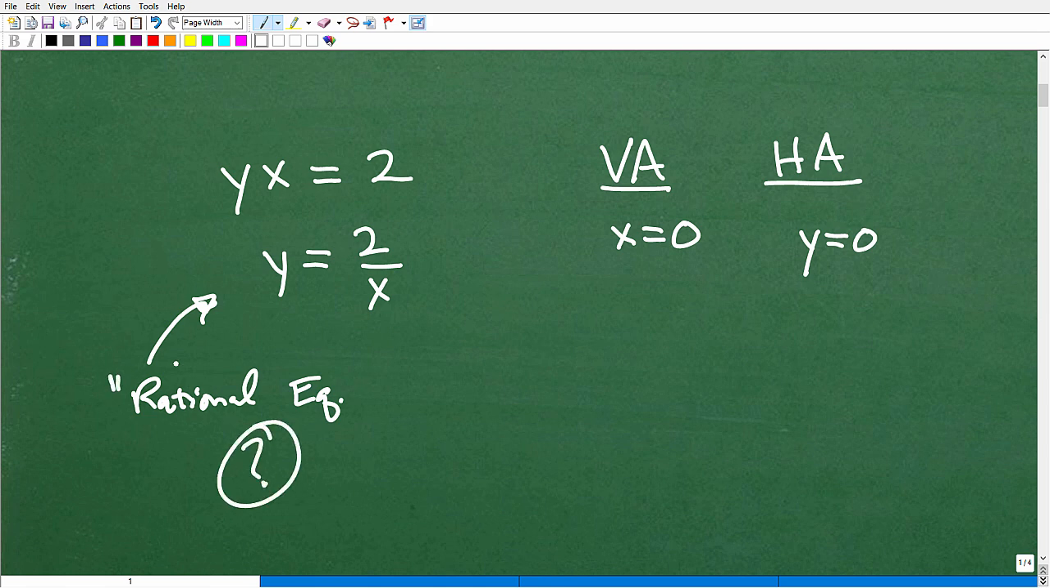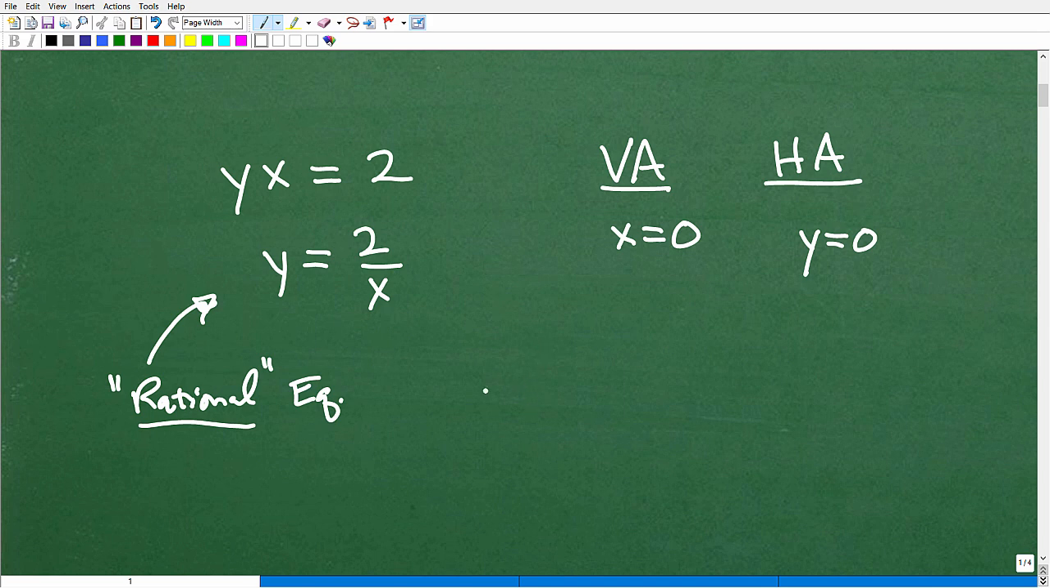Now, this word rational in mathematics means fraction. There are some technical definitions about it, but I just want you to remember fraction. Just associate the word fraction with rational. Here, we have some sort of fraction situation. We have a variable down here in the denominator. So you have to know how to solve rational equations. But when you're solving or graphing any particular type of function, you need to have a basic feel for those types of functions.